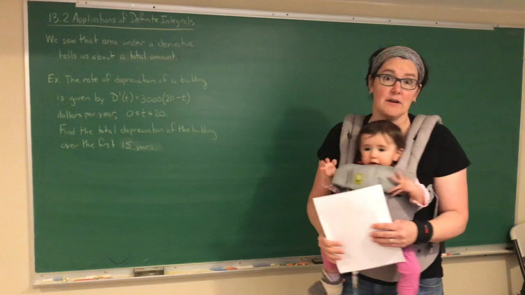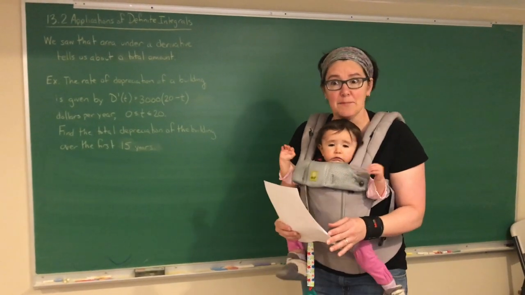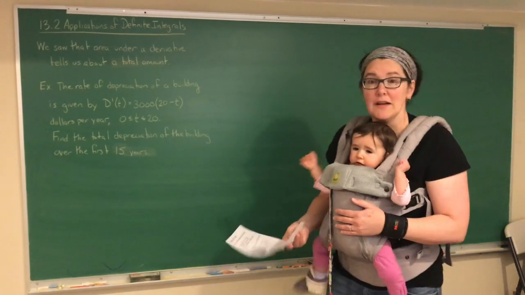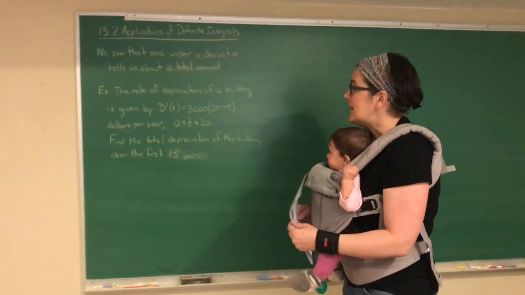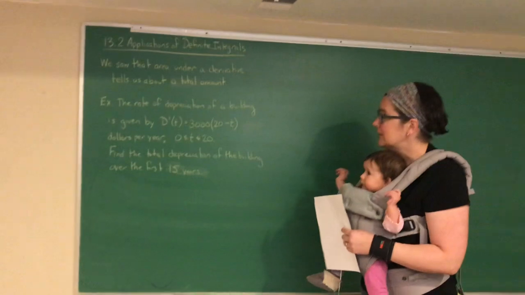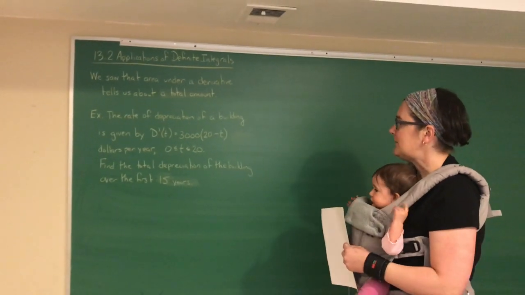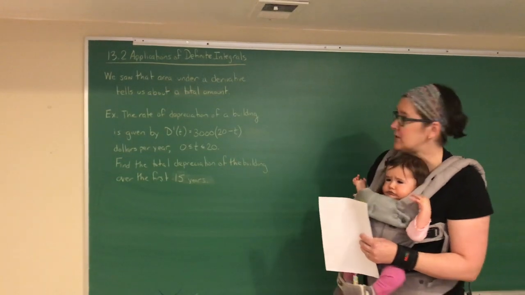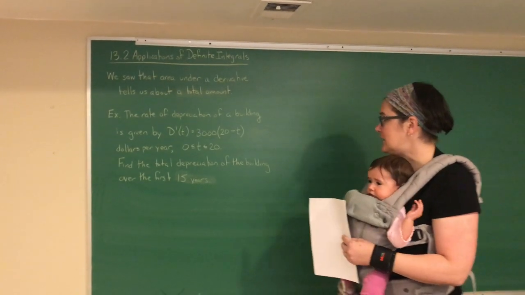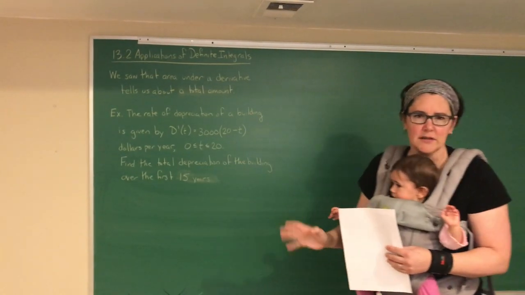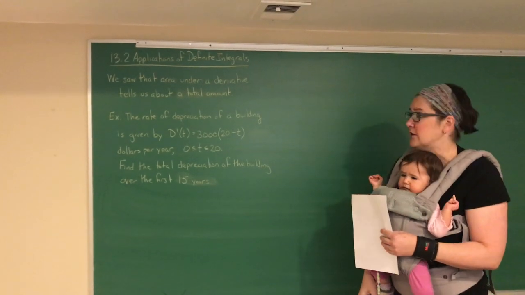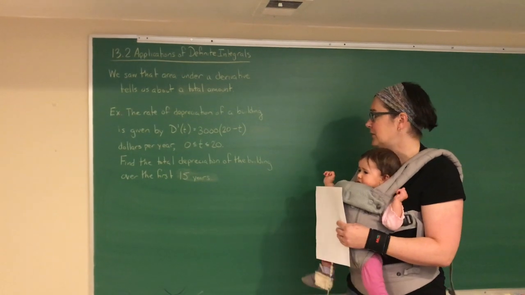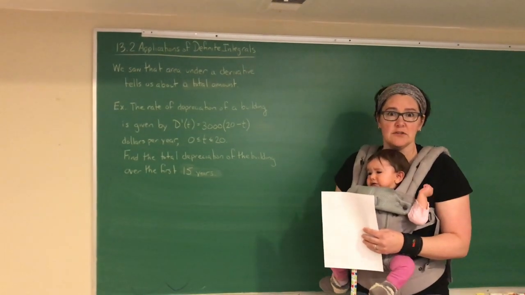So today we're going to look at a few examples of applying this idea of area under the derivative. In our first example, the rate of depreciation of a building is given by d prime of t equals 3,000 times (20 minus t) dollars per year, where t is between 0 and 20. So our model is only valid from 0 to 20 years. And our job is to find the total depreciation of the building over the first 15 years.